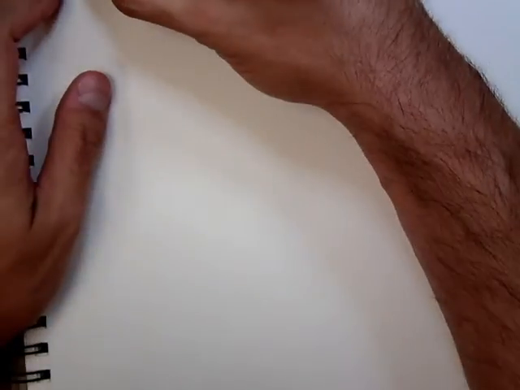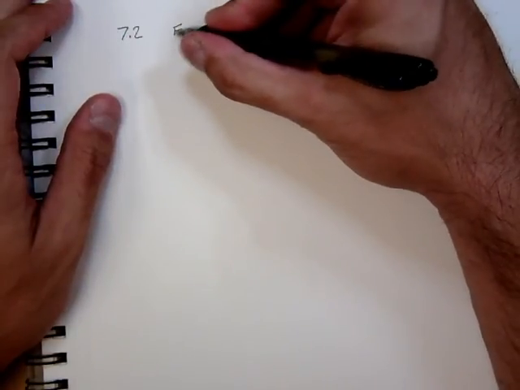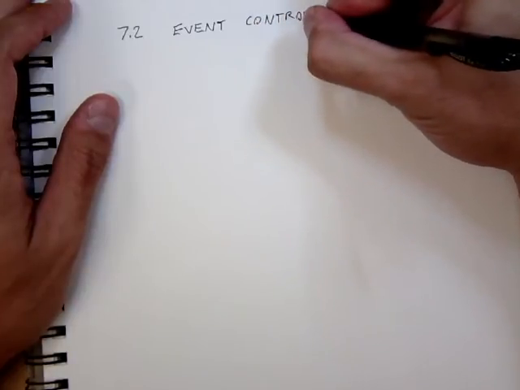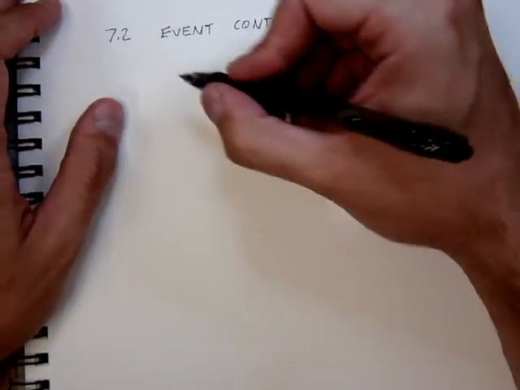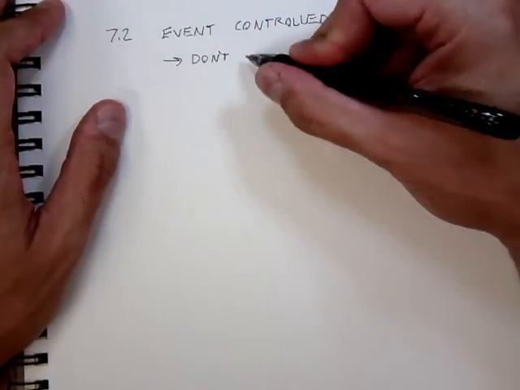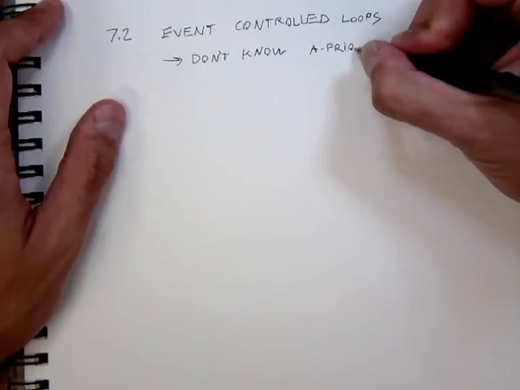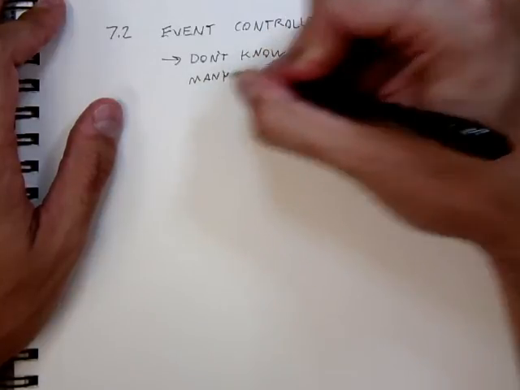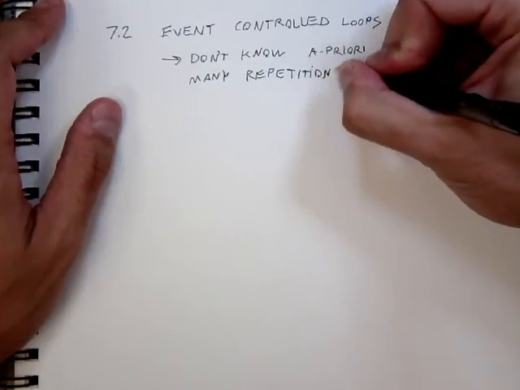So we're still in section 7.2, but now we're going to be looking at event-controlled loops. And the difference here is, unlike count control, you don't know how many times it'll repeat. Don't know a priori. So coming into it, you don't know how many repetitions.